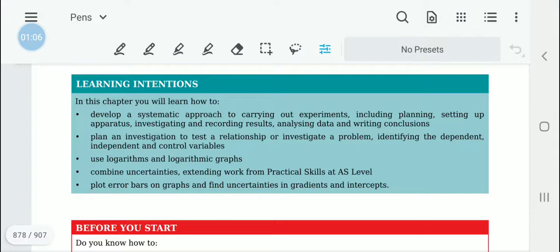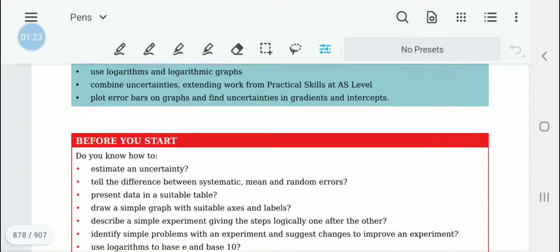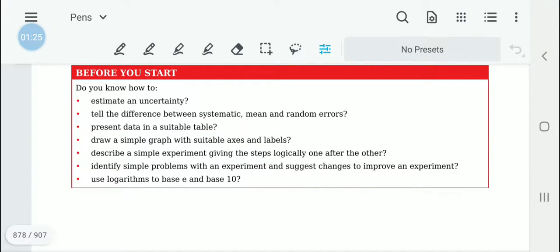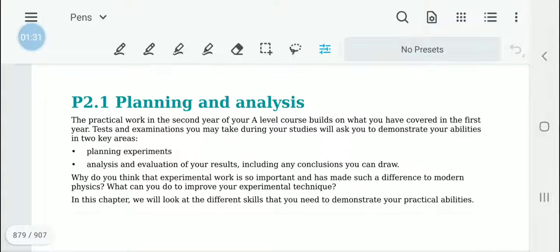So I suggest that you go through the AS level practical part as well before you attempt this. Then you have to plot error bars on graphs, and find gradients and uncertainties in gradients and intercepts. These things you need to know. Please go through the AS part, then you would be ready to do this.